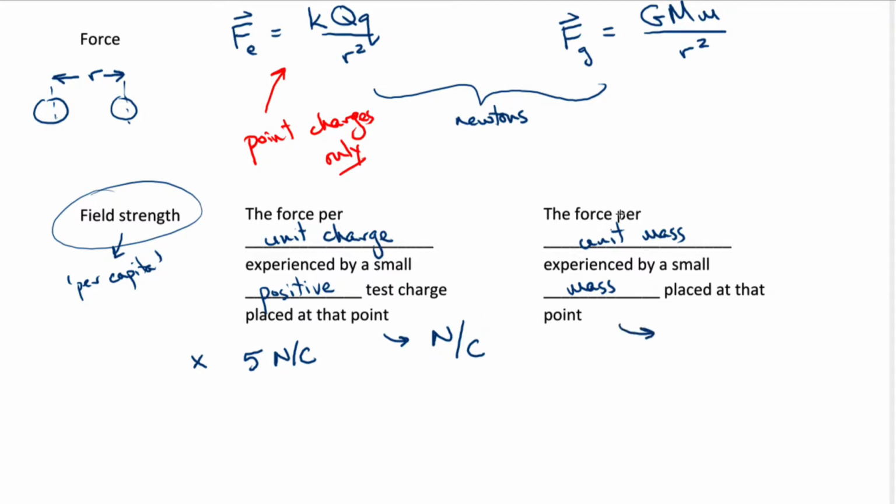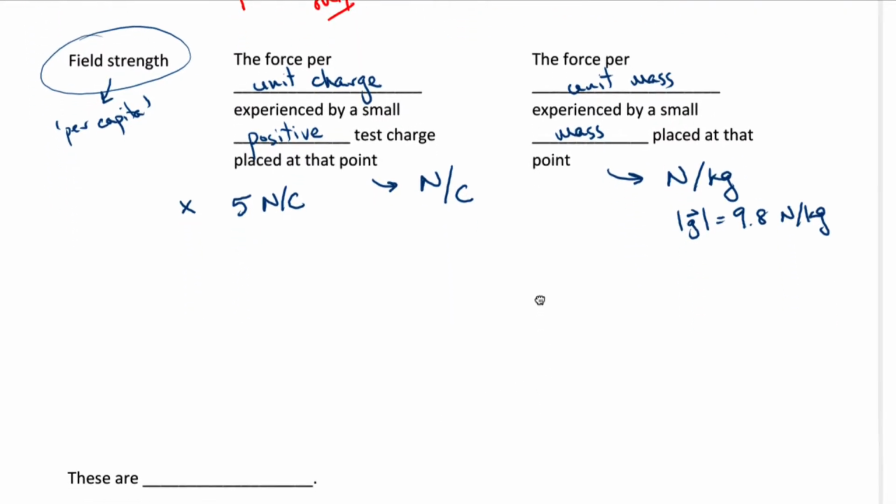And so you can see that for the gravitational situation, it would be measured in newtons per kilogram. A gravitational field strength of 9.8 newtons per kilogram near Earth's surface means that a 1 kilogram mass will feel a force of 9.8 newtons, a 2 kilogram mass will feel a force of 19.6 newtons, etc. These little absolute value bars that I drew just mean I'm only concerned with the magnitude.